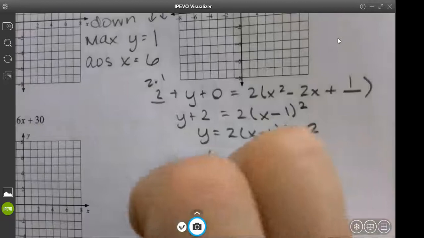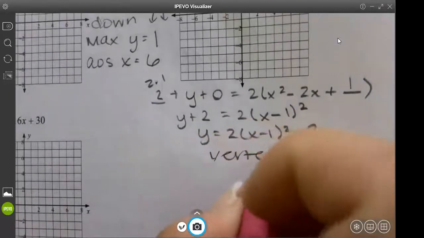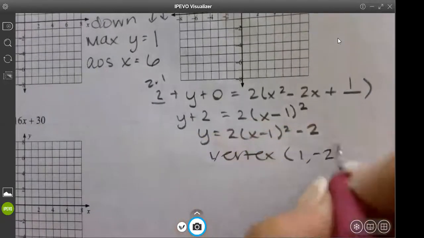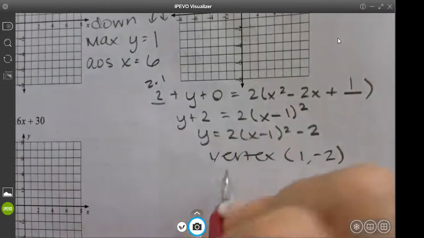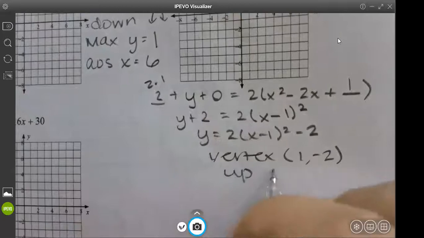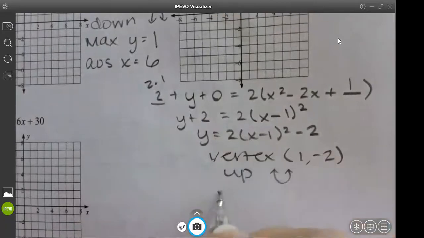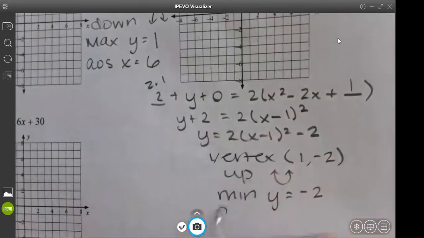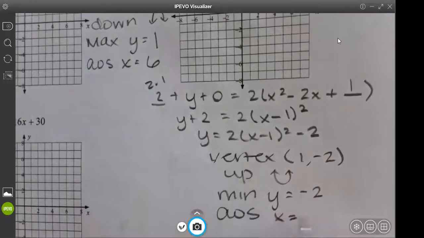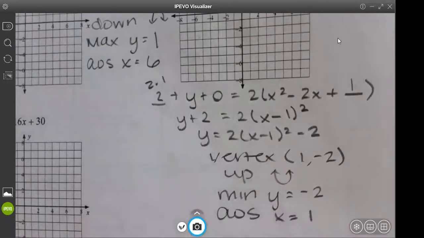What's your vertex? 1, negative 2. Is it a max or a min? Does it open up or down? Up. So that's a min at y equals negative 2 from the vertex. Axis of symmetry is x equals 1.